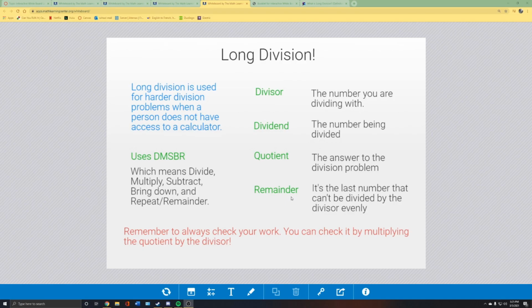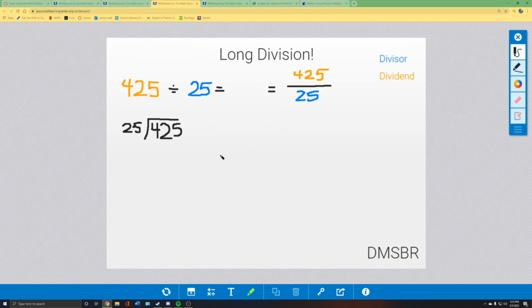When you're using decimals, the remainder will always come out as a 0 unless it's a repeating decimal, but we'll get into that later. It's mainly used when you're not doing decimals. I'll explain it later. Anyways, let's get into the first example.